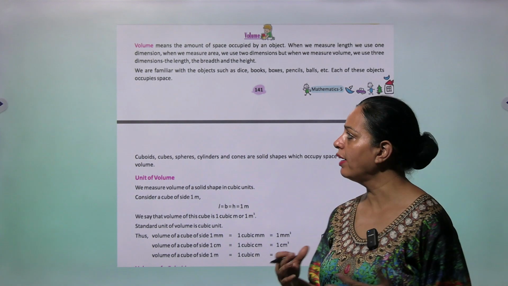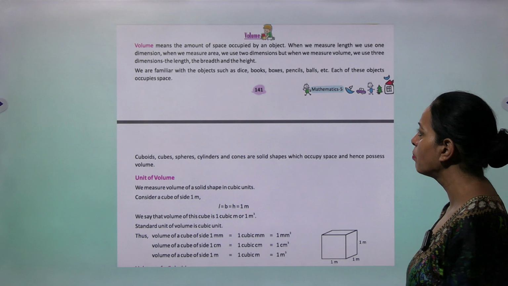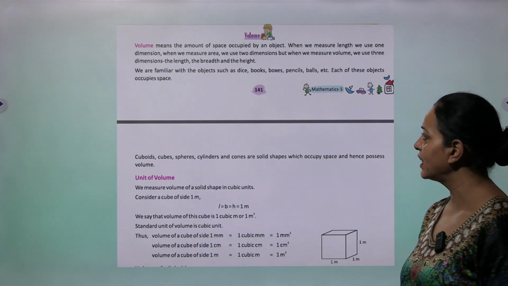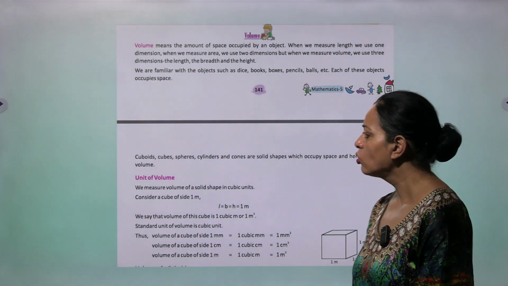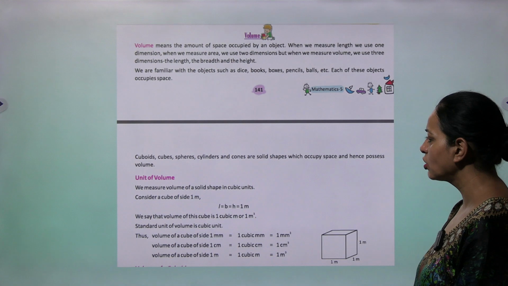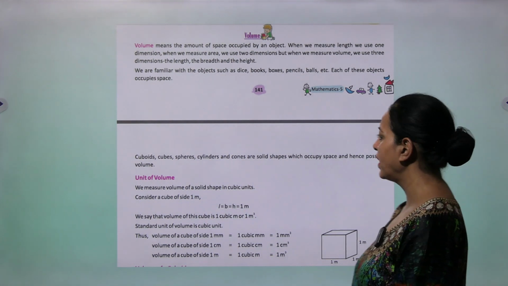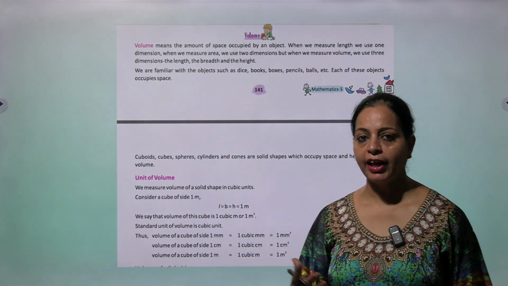Length, breadth and height. So we are familiar with objects such as dice, books, boxes, pencils, balls, etc. Each of these objects occupies space. So cuboids, cube, sphere, cylinder, cones are solid shapes which occupy space and hence possess volume. तो हम volume निकालेंगे cuboid and cube का.